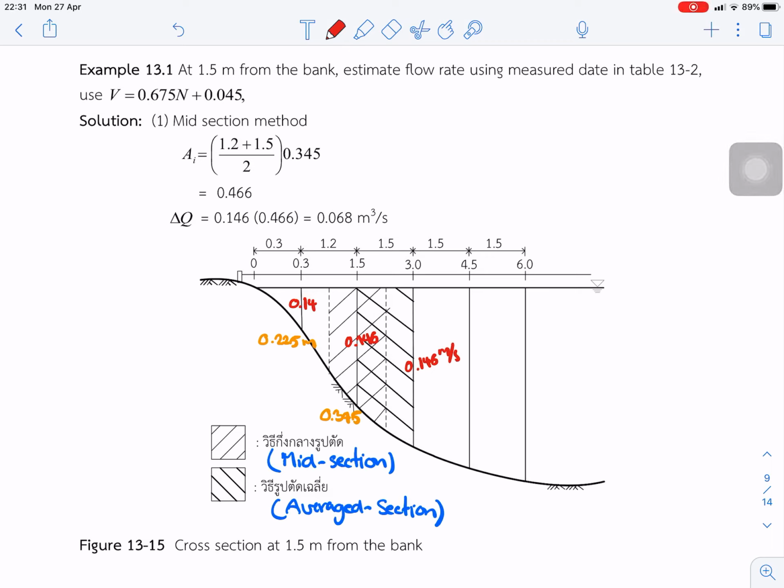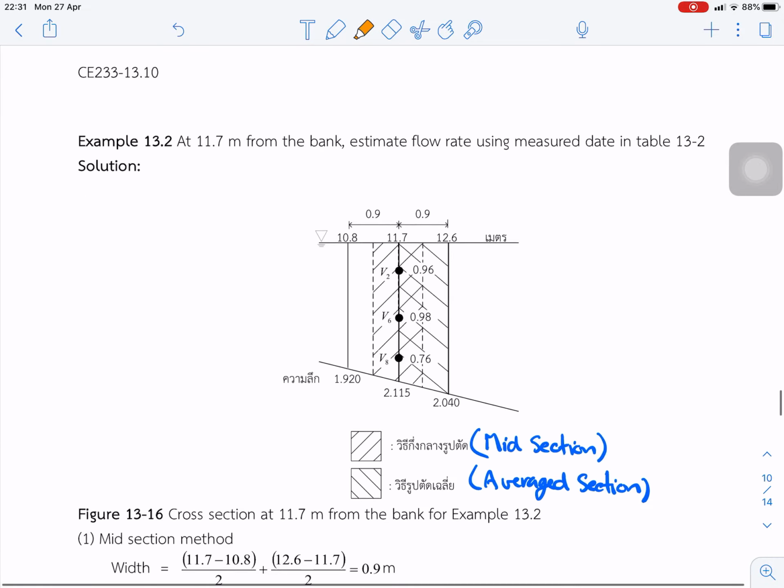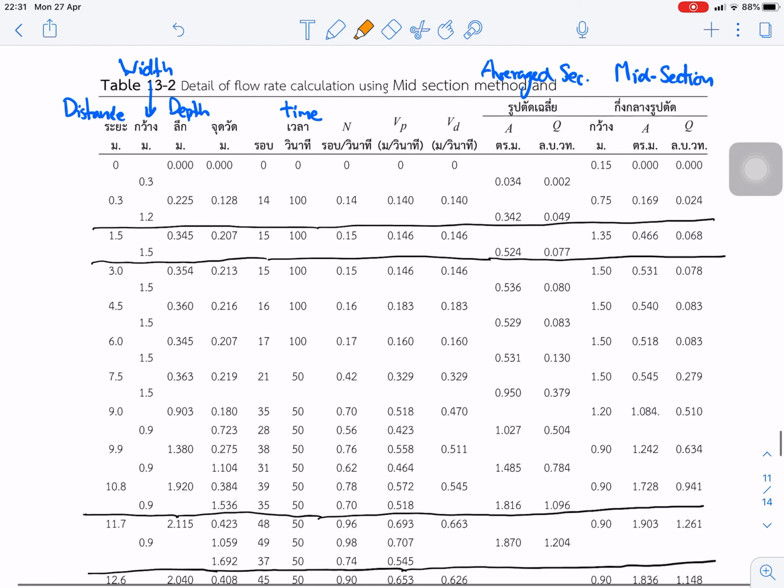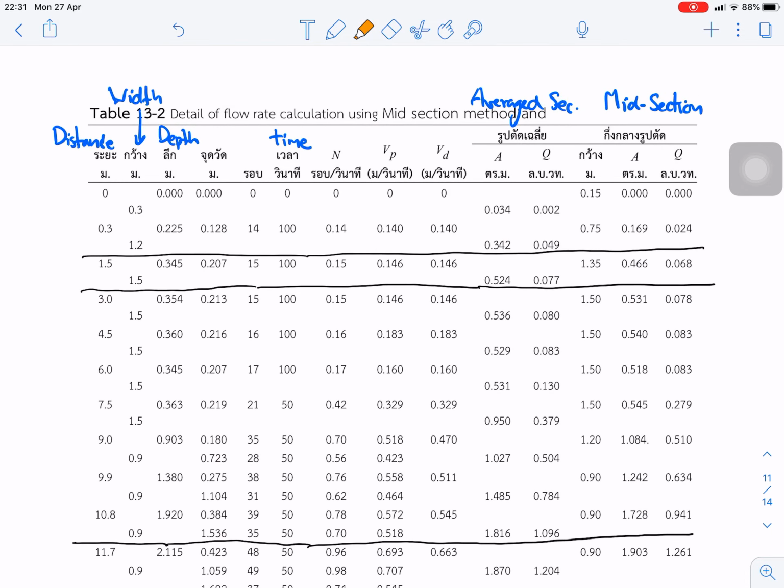For the first example, at 1.5 meters from the bank, estimate the flow rate using the measured data from Table 13.2, given this equation to find the flow velocity from the rotation rate of the current meter. So from the equation and Table 13.2, we focus on just the distance, 1.5 meters from the bank.